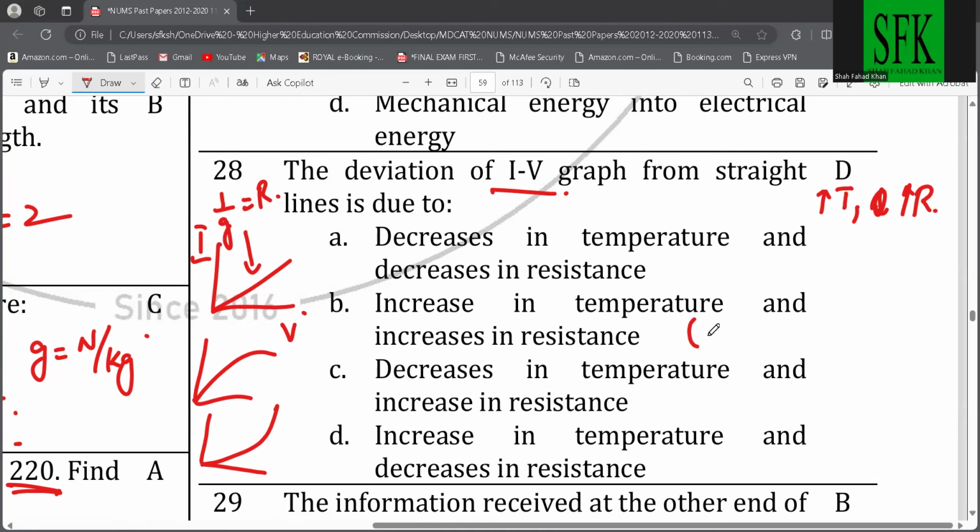This is for the tungsten filament. In a tungsten filament, this is the reason why the graph deviates, so we can go with B. Increase in temperature, decrease in resistance, that's for a thermistor. So this is also correct, this is also not wrong. So both B and D can be the answers, because in both cases, the IV graph is going to deviate from the straight line.